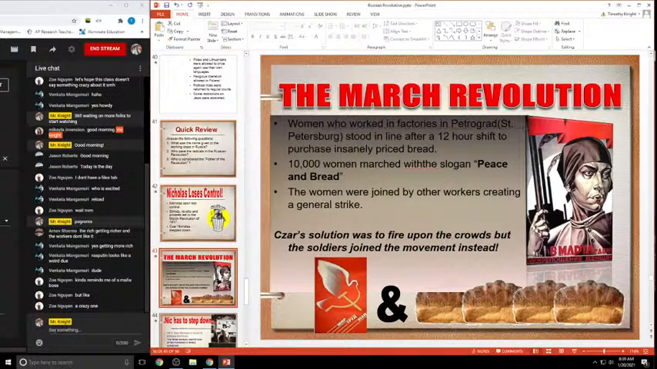Women who worked in factories in St. Petersburg, or as the Russians call it, Petrograd, stood in line after a 12-hour shift to purchase insanely high-priced bread. And so very similar, if you recall, when we learned about the French Revolution and the fearsome fish ladies who got angry at the price of bread in Paris, anytime bread reaches exorbitant costs, people get angry.